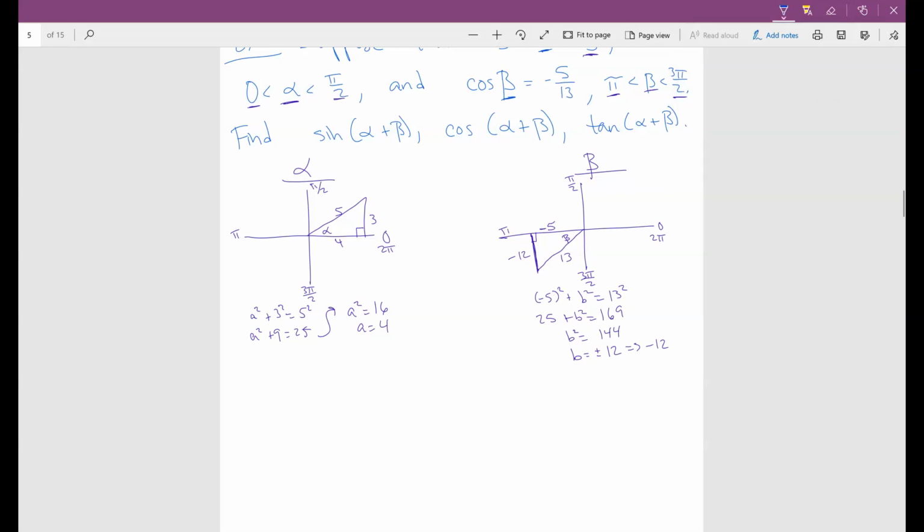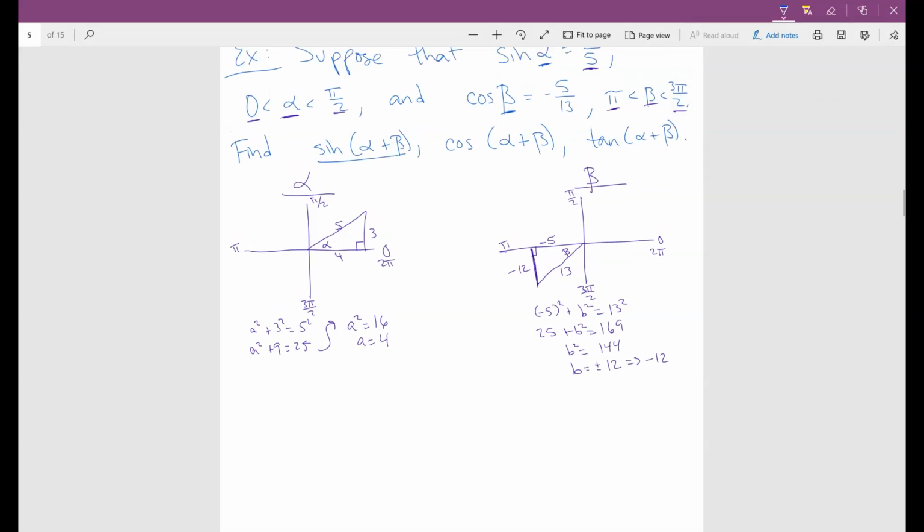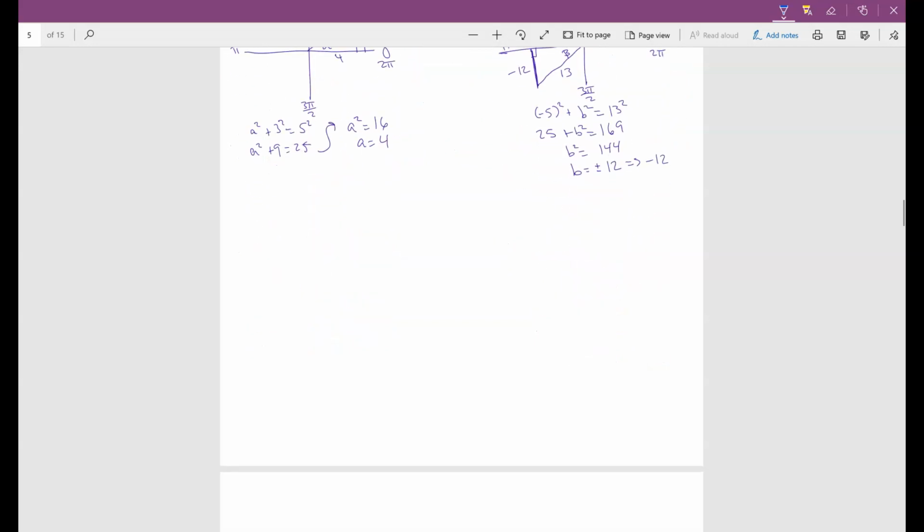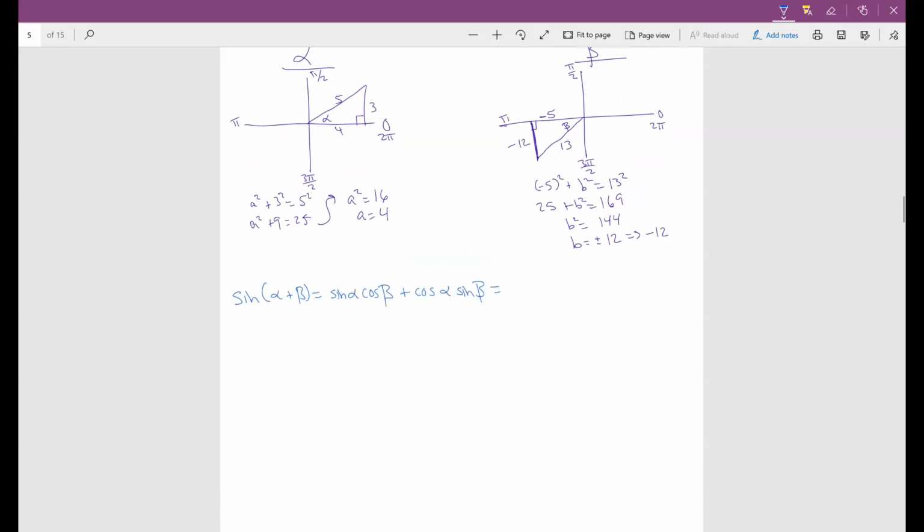So now all we have to do is write down the formulas. We want to find all three of these. So let's start with sine of alpha plus beta. We know that's going to be sine alpha cosine beta plus cosine alpha sine beta. So they alternate. All right. Now let's figure this out. What is sine alpha? We look at this triangle. That's going to be the opposite over the hypotenuse. That's 3/5.